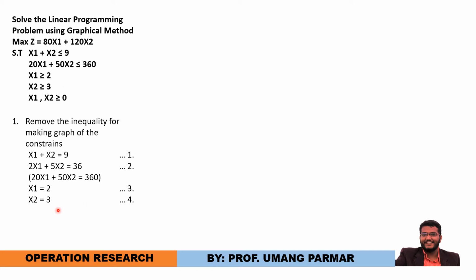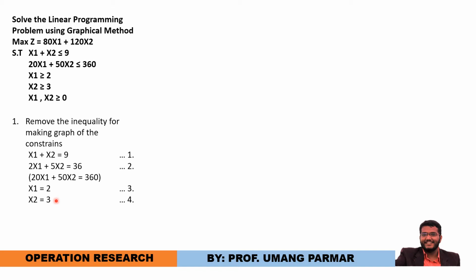So now we are having the four equations and these equations are representations of lines on a graph. So our next step is to find out the points which will be on these lines, and by joining these points we will have the graph.